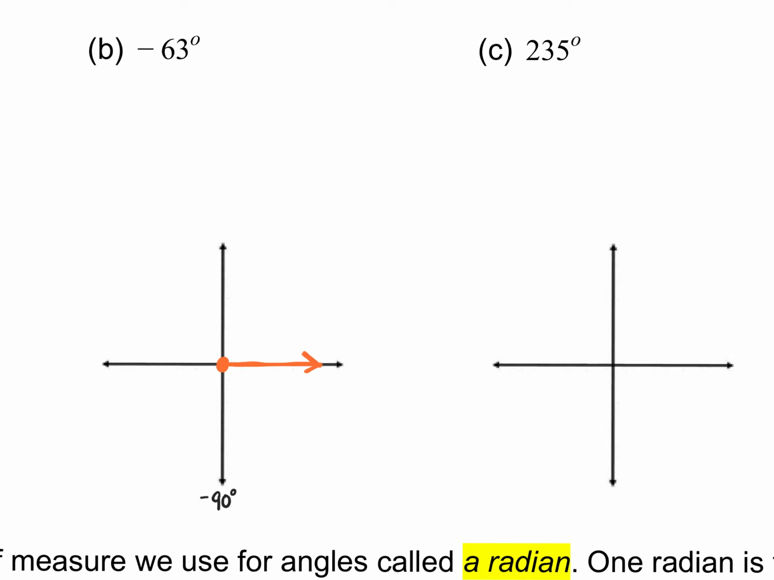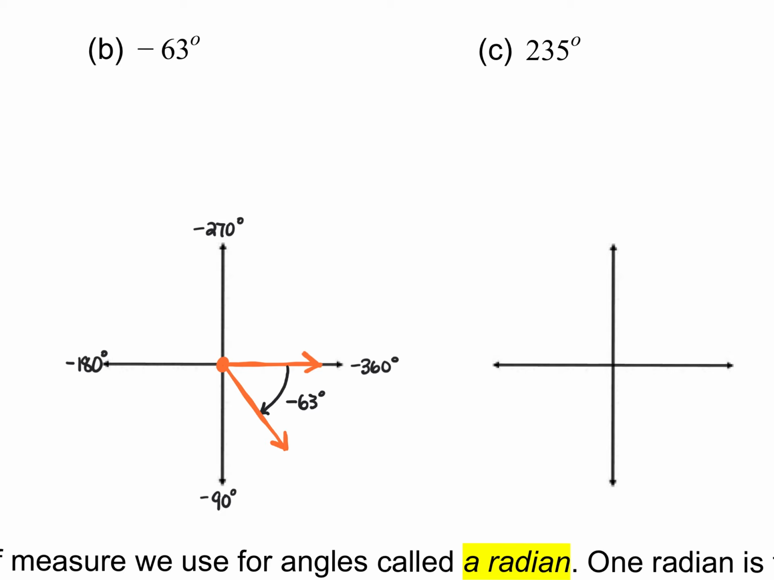If I rotate all the way to the negative x-axis, I'll be at negative 180 degrees, and then negative 270 degrees, and then negative 360. So I'm rotating in the opposite direction, clockwise, and I need to rotate negative 63 degrees. I'm not going to go all the way to 90 because that's too much, but I need to go closer to 0 than I am to negative 90. So maybe my rotation looks something like this. And then I draw in my terminal side, and there's my angle of negative 63 degrees.